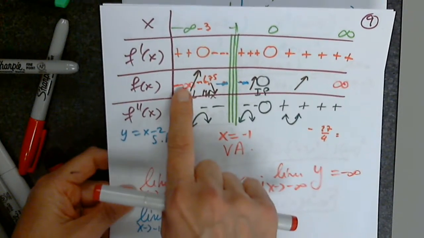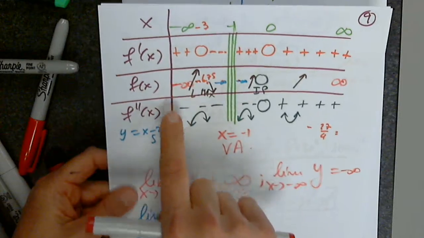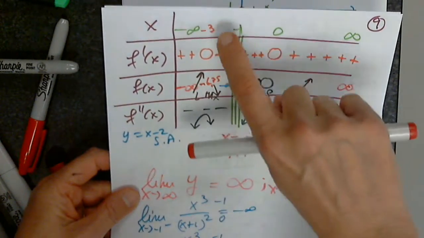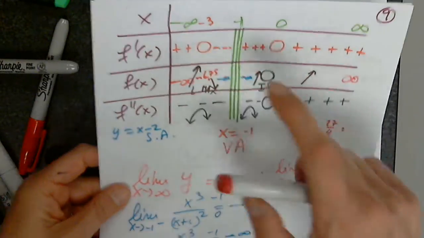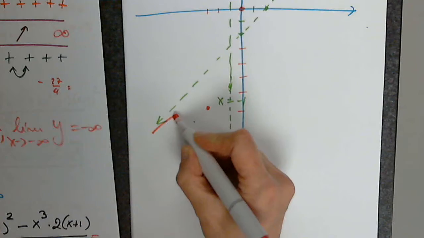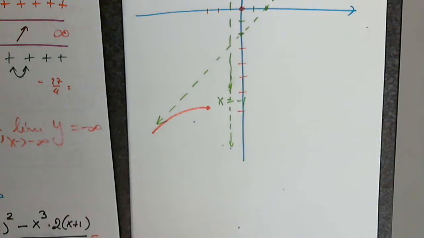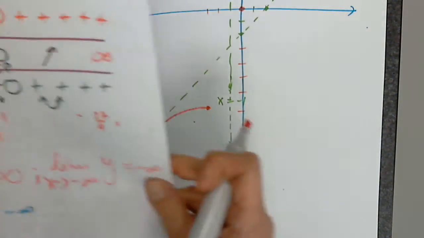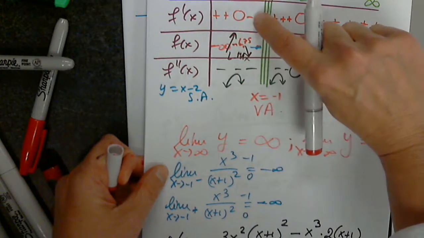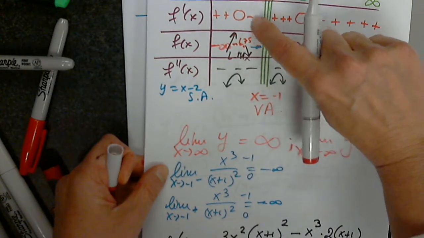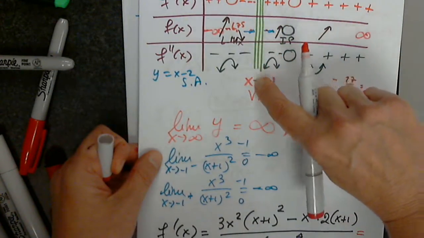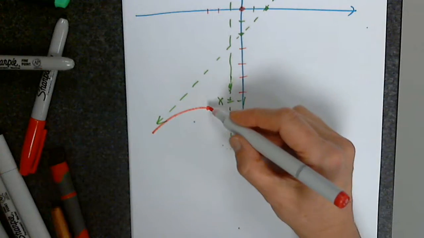From approaching the slant asymptote, it will be increasing, opening down to this point of local max. From approaching the slant asymptote, it will be increasing to this maximum point. At this point, it will start decreasing. It decreases, still opening downward, approaching the vertical asymptote on the left-hand side.